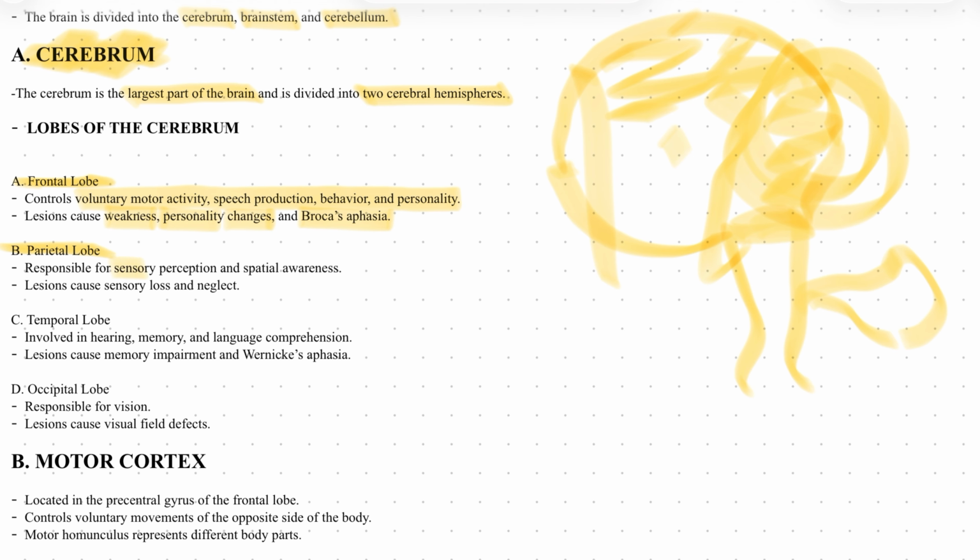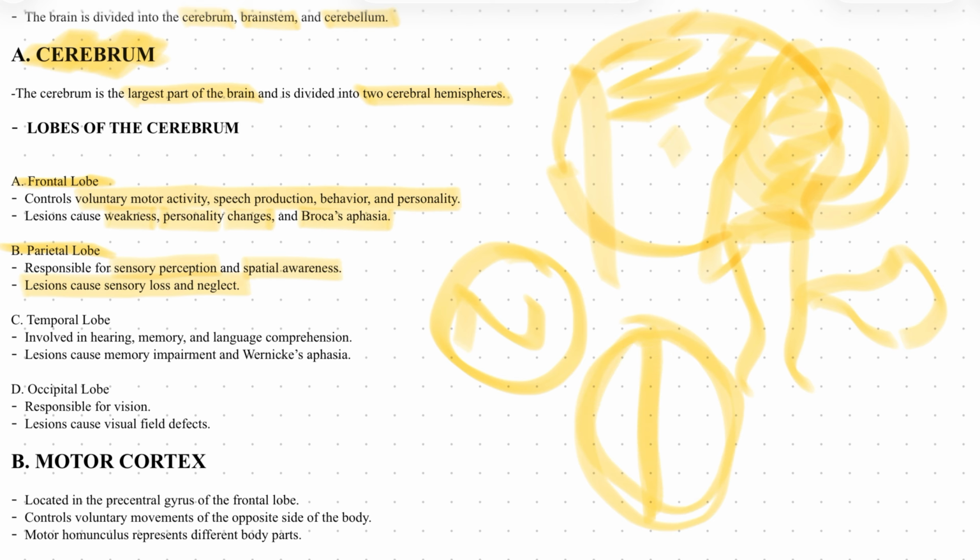The parietal lobe is responsible for sensory perception and spatial awareness. Lesion causes sensory loss and neglect. I'll discuss neglect later, because if I discuss it here the video becomes lengthy. Just remember, you have an almari and your mom kept some key there. You search and say, mom, it is not available here. Then your mom suddenly comes and shows that the key is right there. That's what happens in a patient with a parietal lobe lesion.